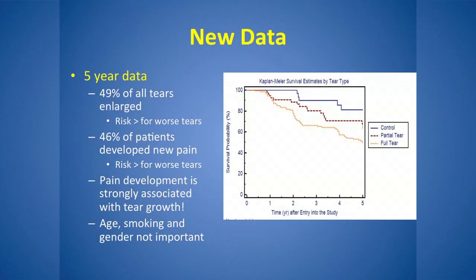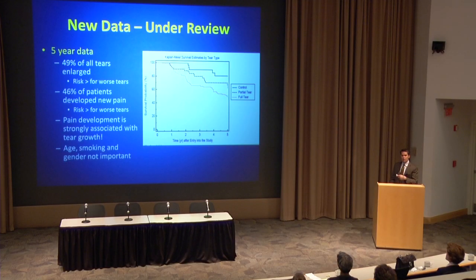And this is new data. This is data that no one else has seen, so you guys are privy to this much sooner than most. But our 5-year data seems to suggest that if you follow patients over time, there's a stepwise risk of tear enlargement. We mentioned 23% of tears were enlarged at a 2-year time point, and that number increases to 49%. So half of the shoulders involved in this study showed enlargement over time.